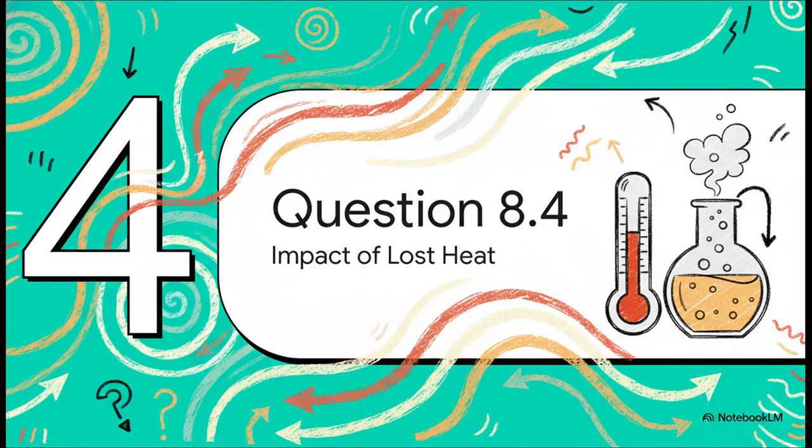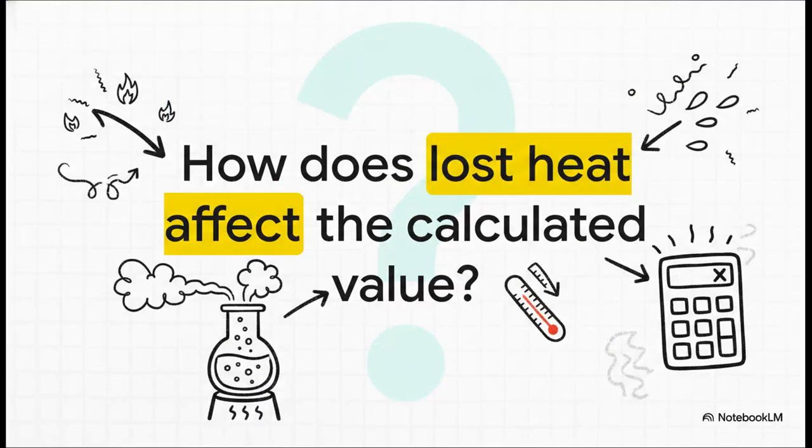All right, we're jumping ahead to question 8.4 now. This gets into the impact of lost heat. And honestly, this is usually the trickiest part of any experiment-based question. It's all about analyzing how real-world problems can affect your results. So the question lays out a real-world problem. Some heat escaped into the room instead of going into the water. And it asks you to explain how this mistake affects the final number you calculate. You have to connect the dots. How does losing heat change the mass? And then how does that change the final calculation?